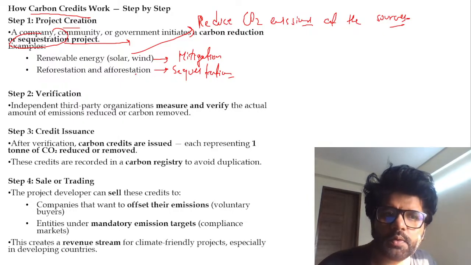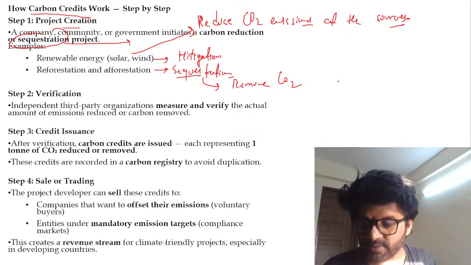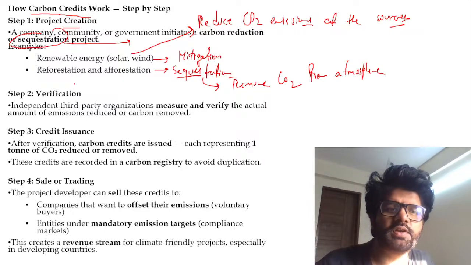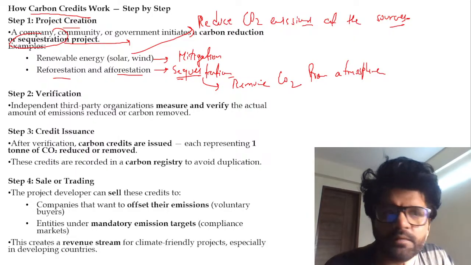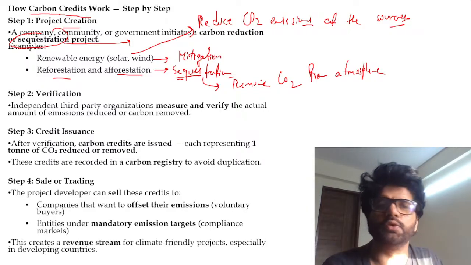And what is the purpose of a sequestration project? Remove CO2 from the atmosphere. This is different, guys. Mitigation and sequestration are not the same. Remove CO2 from the atmosphere. That is sequestration. So reforestation and afforestation are sequestration projects. Cool. So either you are involved in a mitigation project or a sequestration project. What will happen? You are trying to reduce CO2 emissions.